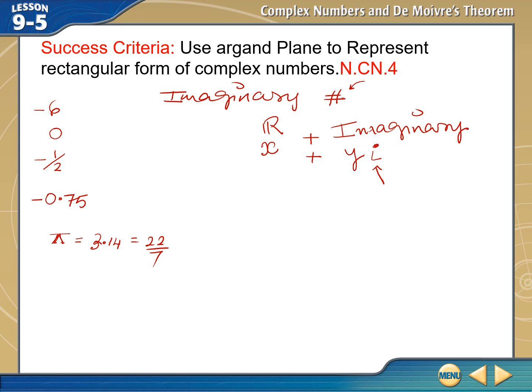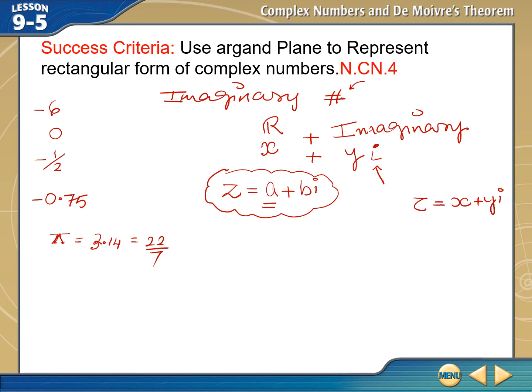So now I am representing it by the variable x plus yi, and in some of the books it is written in the form of a plus bi. Altogether this expression can be written as equals to z. So this is the form of a complex number: z equals a plus bi, or in some books it is written in the form of x plus yi or iy. The number which doesn't contain the i is the real number, and the number that contains i is the imaginary number. Now let's see some examples.